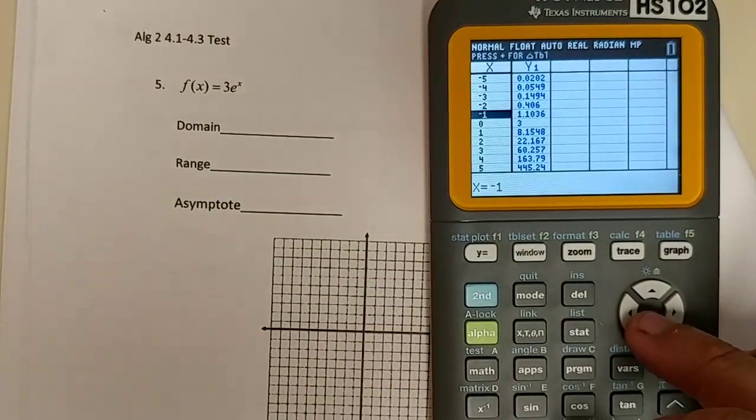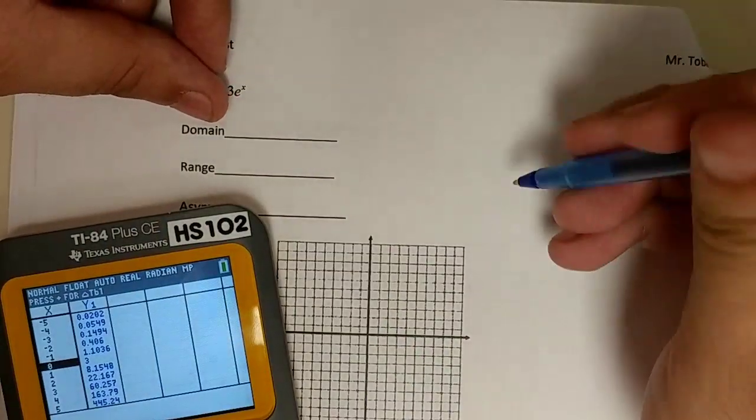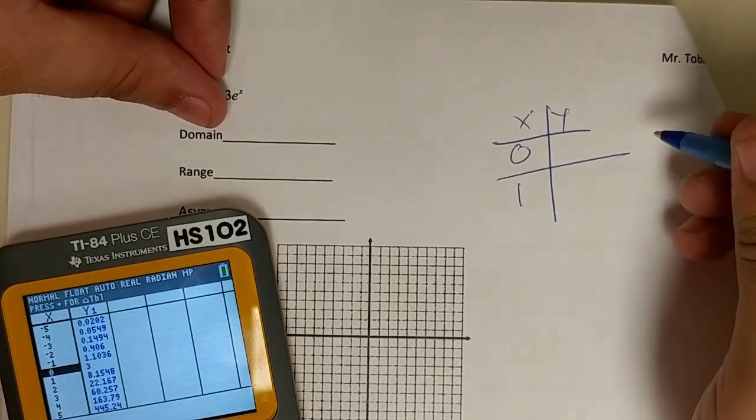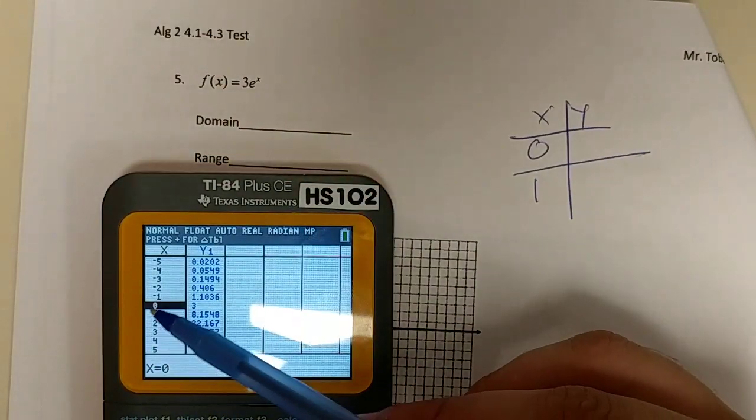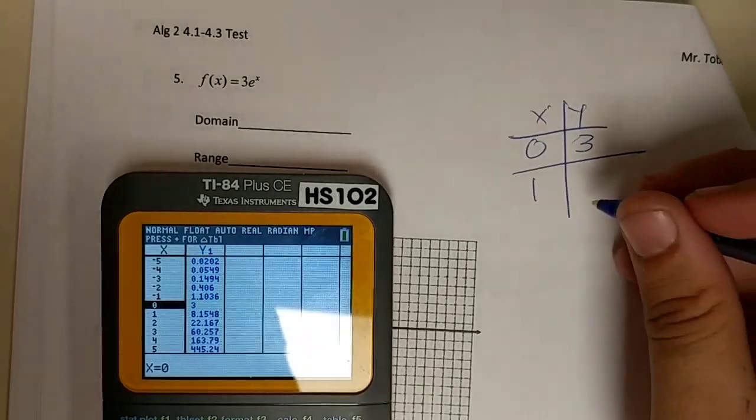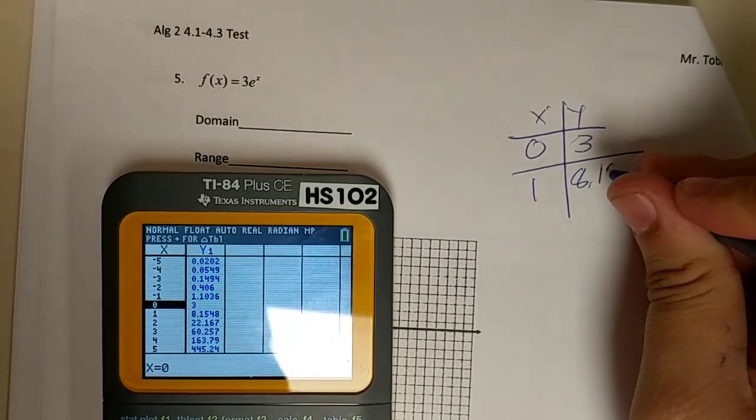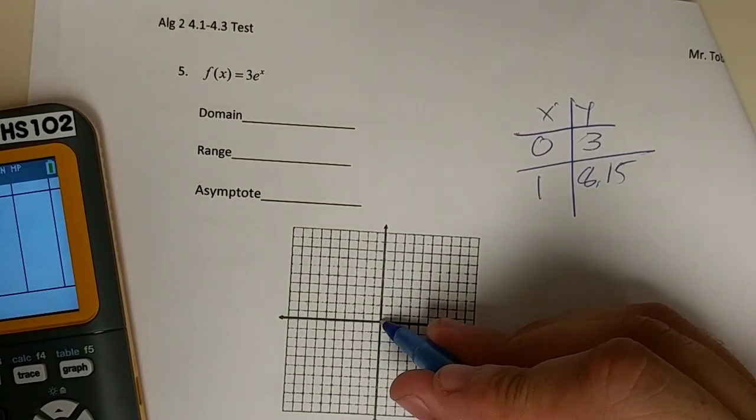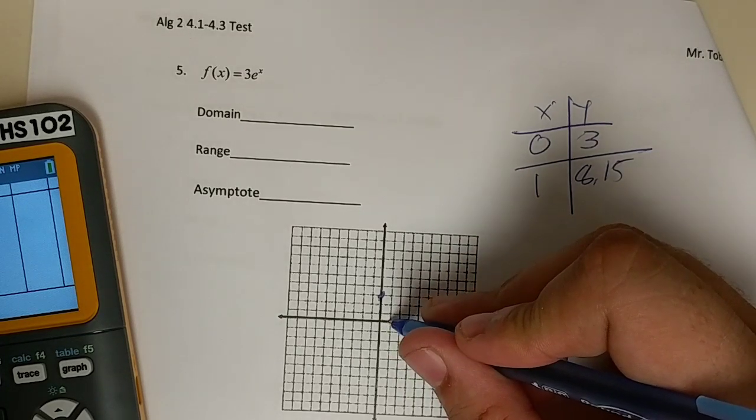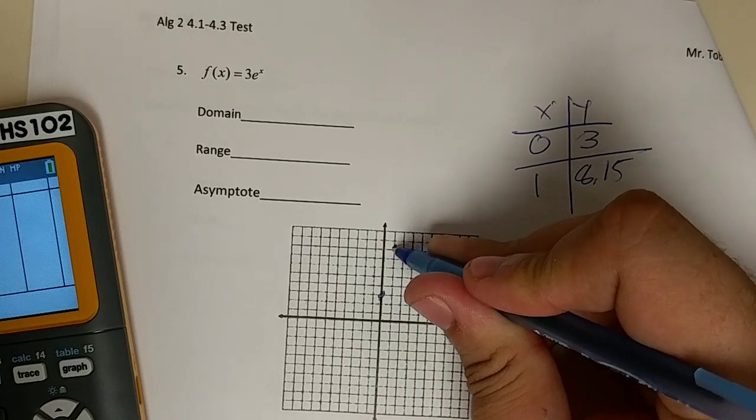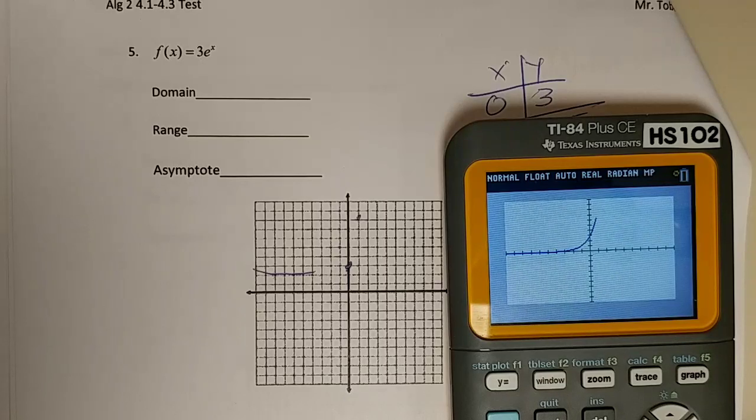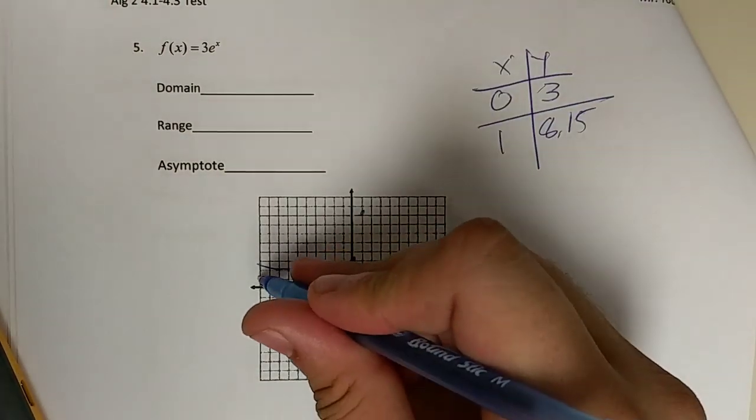Now I want to see at h, which is at 3. So I want it at 0 and 1. X and Y. So at 0, it's 3. And at 1, it's going to be 8.15. So 0, 3, that's up here. And 1 and 8.15, which is up here. Make my curve. Let's graph it just to see how the curve looks. Hey, it looks like what I thought it was. Maybe a little lower. Curve it up.